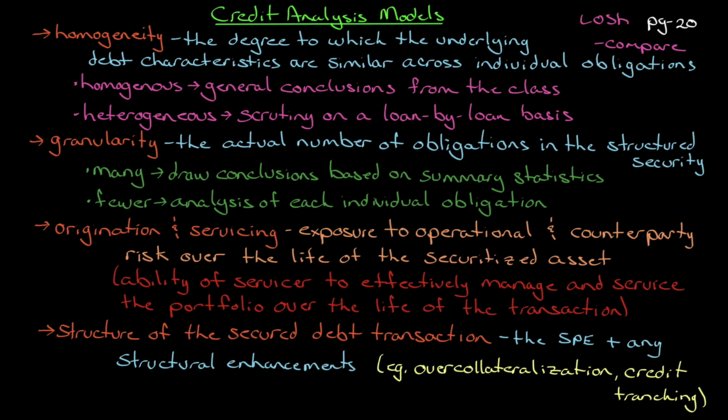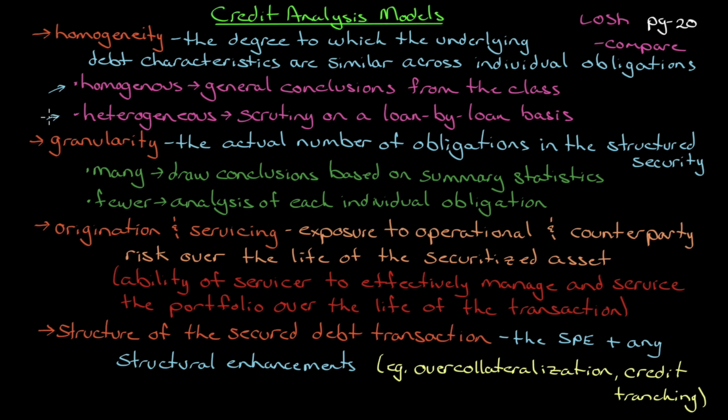So let's look at four dimensions that we can use to look at the credit analysis or credit quality of a mortgage-backed or asset-backed security. We'll look at homogeneity, granularity, origination and servicing, and the structure of the secured debt transaction itself. So homogeneity, this is the degree to which the underlying debt characteristics are similar across individual obligations. So we can have homogeneous debt obligations or heterogeneous debt obligations.